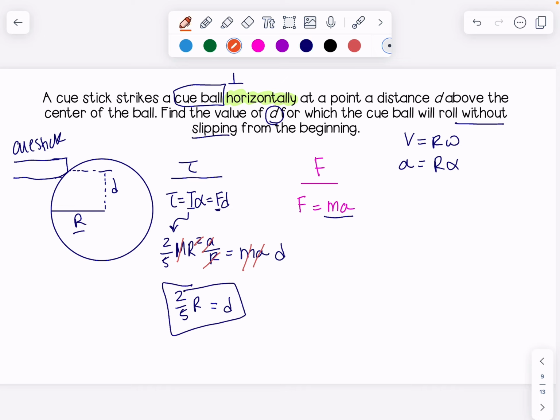If I wanted to go back into my problem and see what that actually looks like, once again, if this whole distance is R, it's just saying 2/5 of that, which is slightly less than half, so maybe here. So actually, this would be my distance, and my cue stick would be here. So it's not that far away from the center at all. It's just 2/5 between the center of mass and the top of the ball, so the radius there, and we're looking at that perpendicular distance.